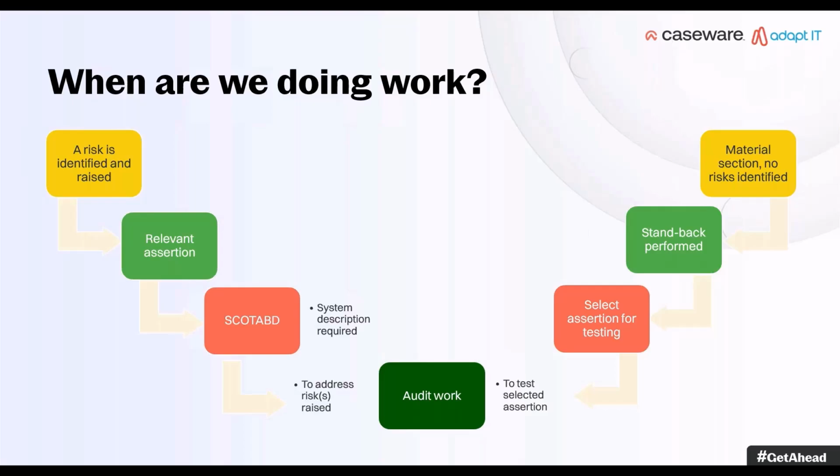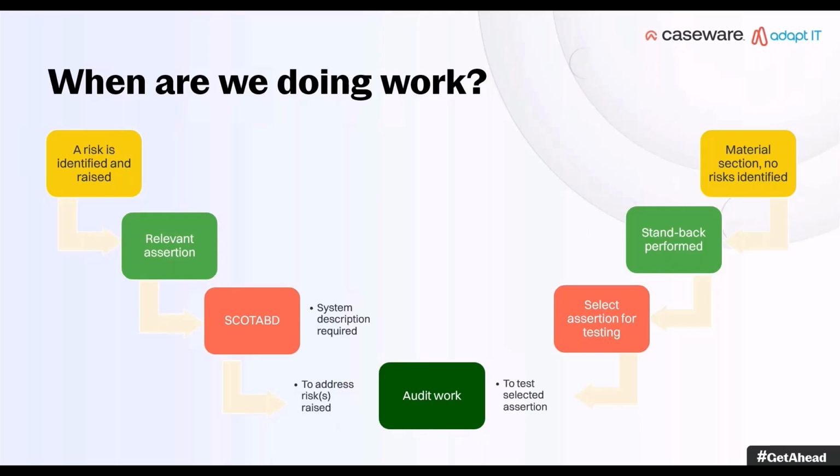Now, the standard says you have to obtain a description for those. Before we get to that, let me remind you of the definitions. A relevant assertion is an assertion for which we have a risk recorded. The class of transactions, account balance, or disclosure that has a relevant assertion is then identified as a significant class of transaction, account balance, or disclosure. Significant because there is a risk, okay? Not a significant risk, just a risk.